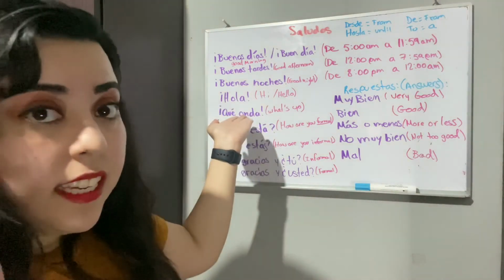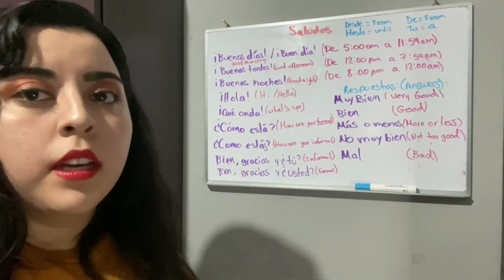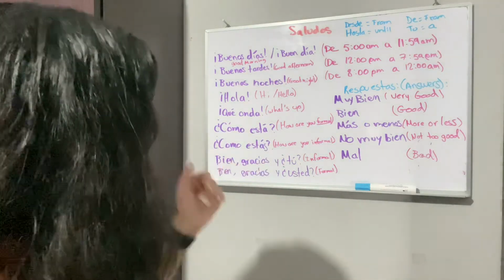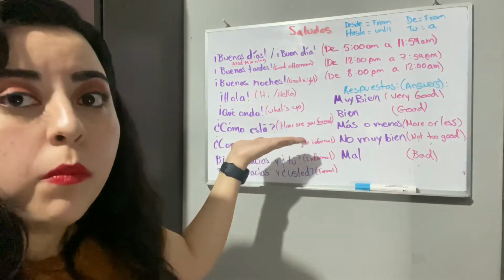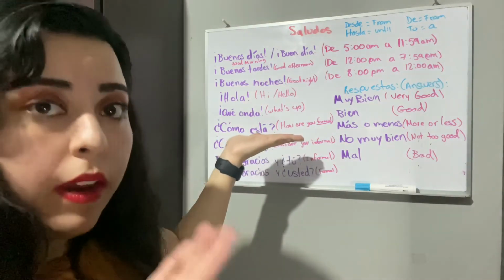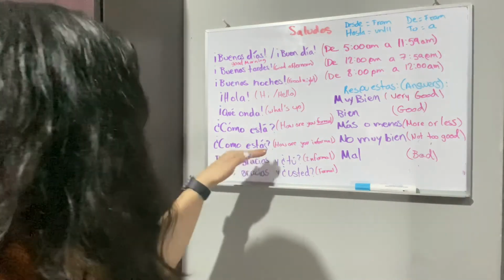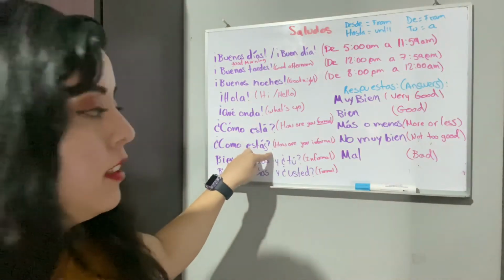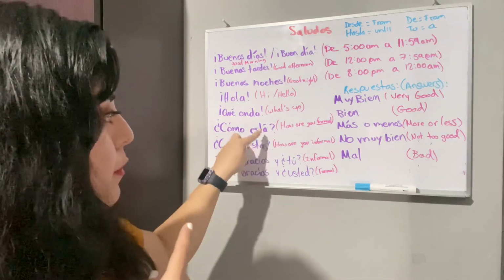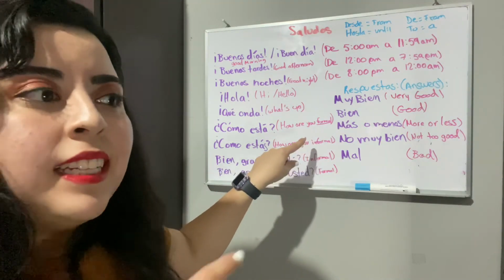Hola means hi. ¿Qué onda? means what's up, and it's informal, of course. ¿Cómo está? It's how are you, the usted way, as I explained in a previous video. ¿Cómo estás? With the S at the end. Here, check out the difference, and it means how are you in an informal way.